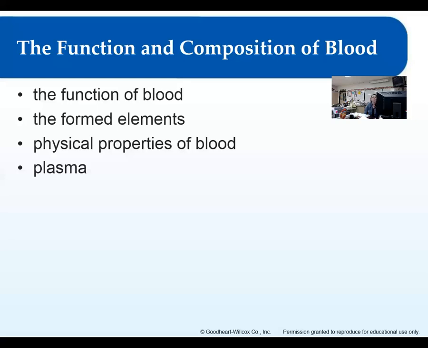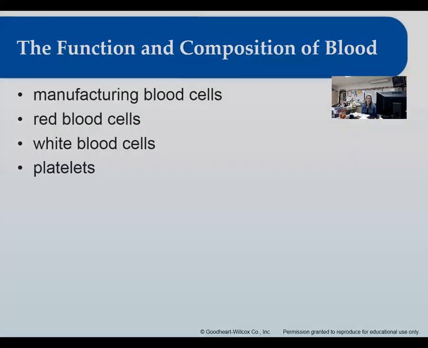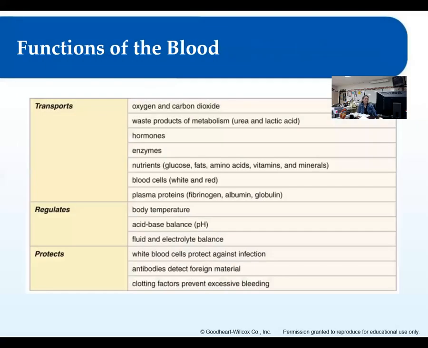These are some of the things that we'll look at: the function, the formed elements, we'll talk about what those are, the properties, and then we'll look at plasma itself. So the function and composition of blood, on page 335, it talks about the different functions of blood. There's a table there, at the top of 335. So that's a good place to get some good information.